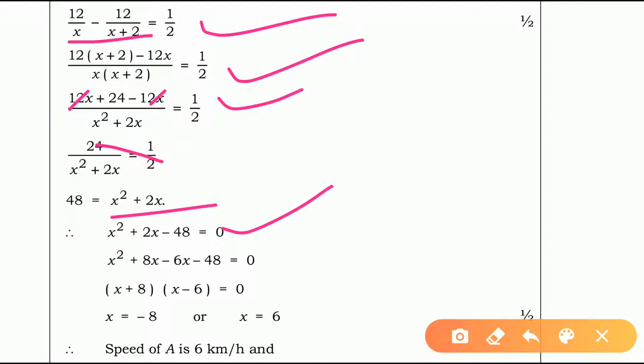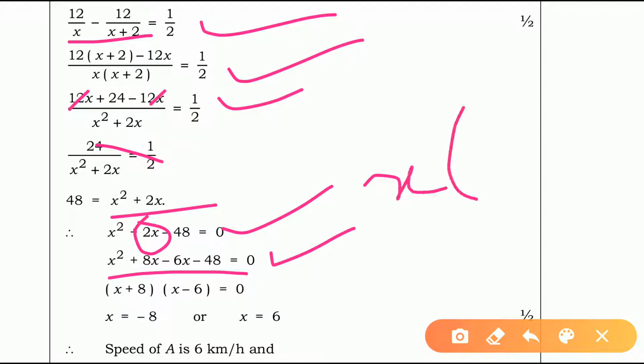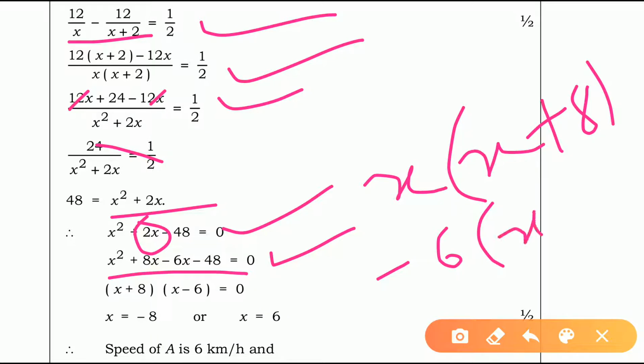Here 2x can be split into 8x minus 6x, so x square plus 8x minus 6x minus 48 is equal to 0. Taking the common factor x from the first two terms we get x into x plus 8. Taking the common factor minus 6 from the last two terms we get minus 6 into x plus 8.